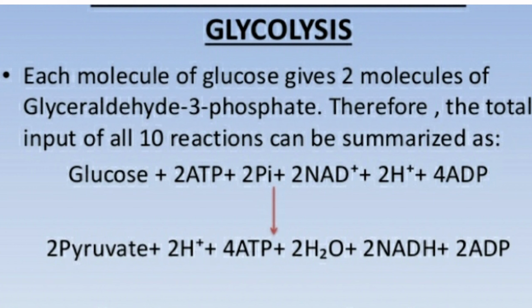Now we shall see what is the total input of all 10 reactions, children. That is, glucose reacts with 2 ATP molecules and 2 inorganic phosphates, 2 NADH and 2 hydrogen ions, and 4 ADP molecules. The total result produced is 2 pyruvate molecules with 4 ATP with the release of water and 2 NADH high energy rich compounds plus 2 ADP molecules.